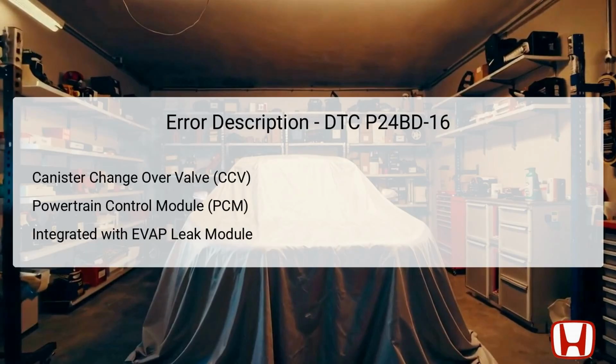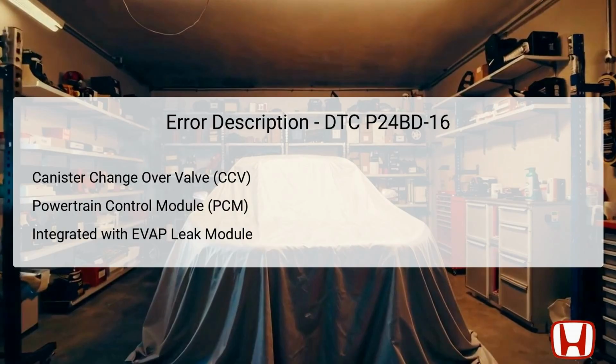The error code P24BD-16 is associated with the canister changeover valve, CCV, and the Powertrain Control Module, PCM. The CCV plays a vital role in the vehicle's evaporative emissions control system, directing fuel vapor to either the engine or the charcoal canister depending on the engine's needs. The PCM monitors the CCV to ensure it operates correctly. If it detects an anomaly such as low voltage in the control circuit, it triggers the DTC.